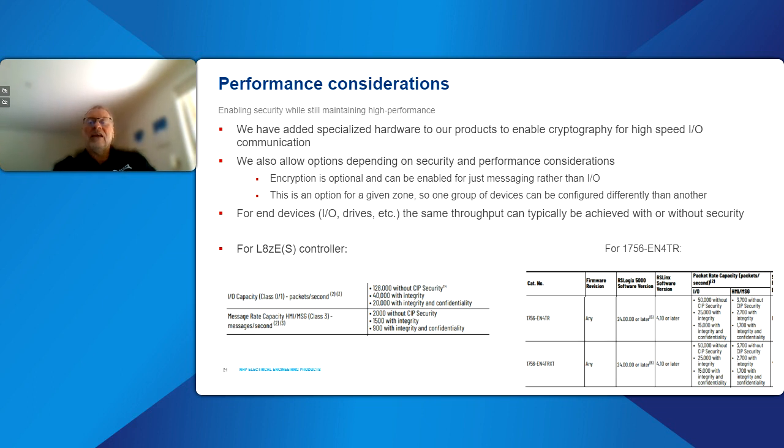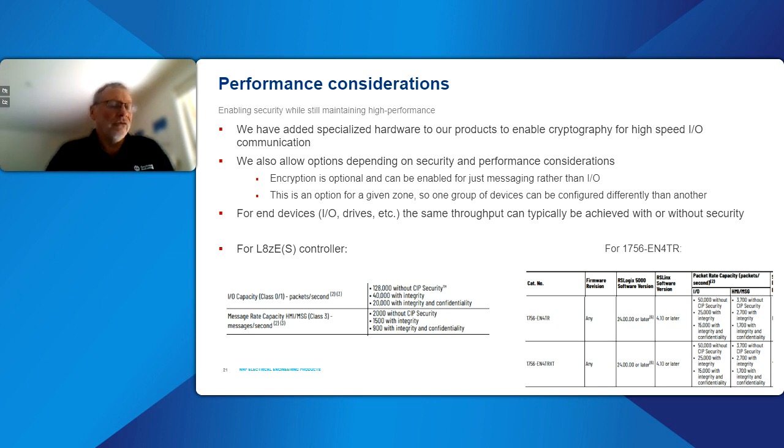And then if I actually turn the encryption on, confidentiality on, you see my throughput drops to 15,000 packets a second. And on the chart at the bottom on the right-hand side, from the HMI perspective, you see 3,700 packets a second without CIP security, 2,700 with integrity, and 1,700 with integrity and confidentiality.